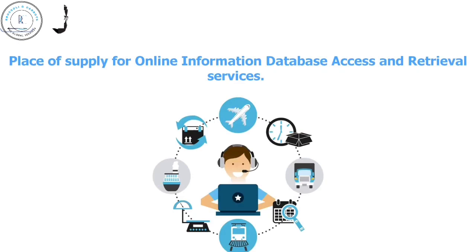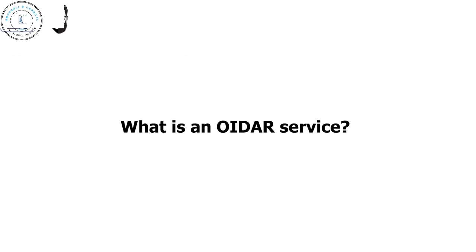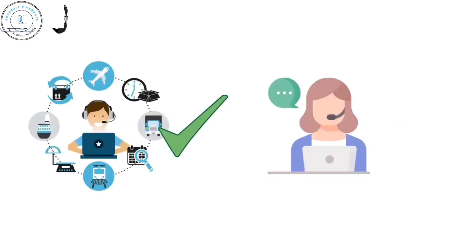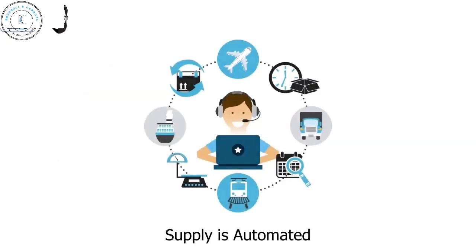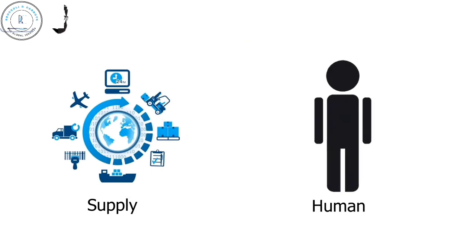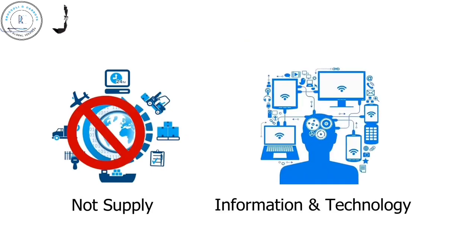Today we shall be discussing the concept of place of supply for online information database access and retrieval services. What is an OIDAR service? Both the following conditions must be satisfied to be an OIDAR service. If one is not satisfied, the service is not OIDAR. Delivery is mediated through the Internet. The supply is essentially automated, involving minimal human intervention, and impossible without information technology.